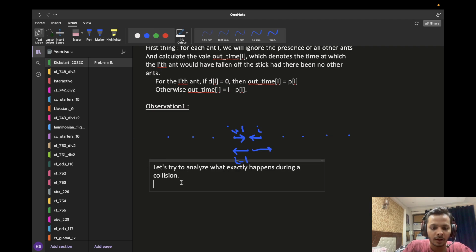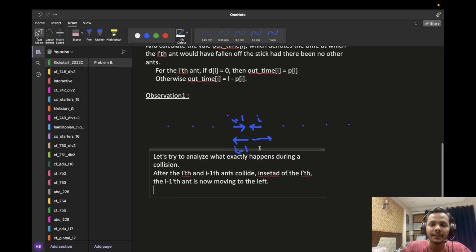So after the ith and I minus 1th ants collide, instead of the ith, the I minus 1th ant is now moving to the left. Okay, so essentially what exactly happened was that the ith ant imparted its motion on the I minus 1th ant. Okay, so the main observation is that the ith ant imparted its motion on the I minus 1th ant.